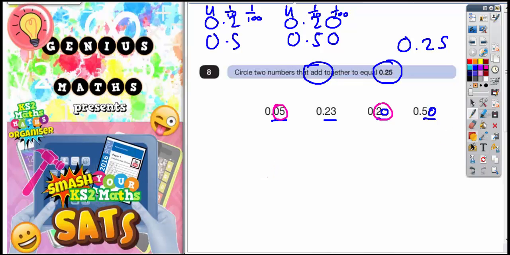Okay, so the two numbers that you need to circle there are basically this one and this one, because pop the 0 on the end and you can see why it makes 0.25.